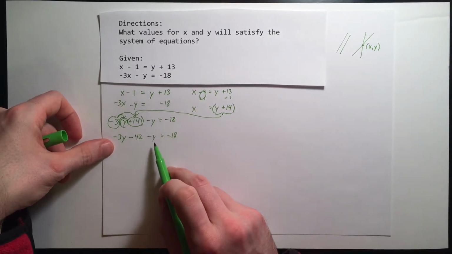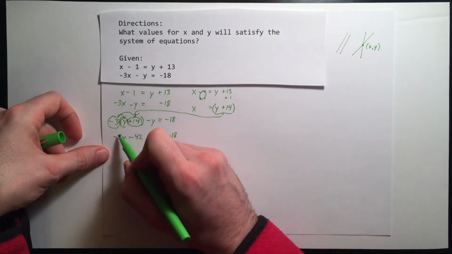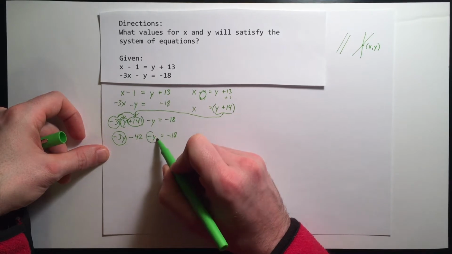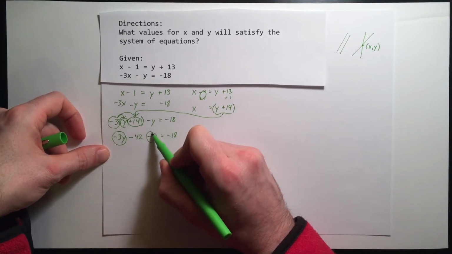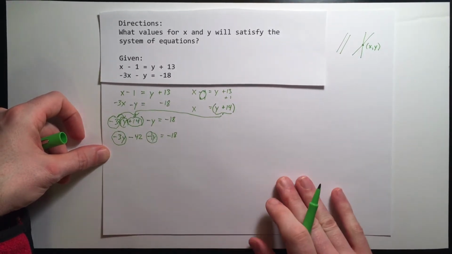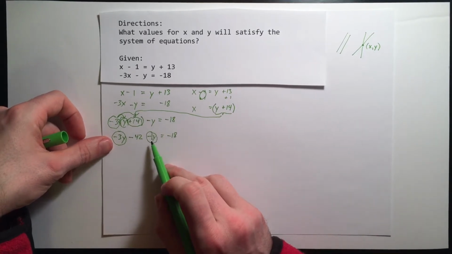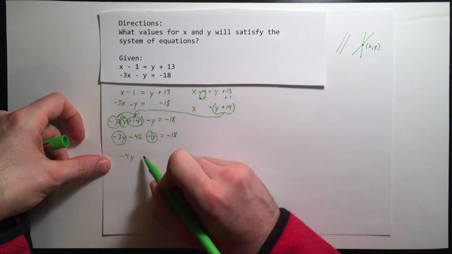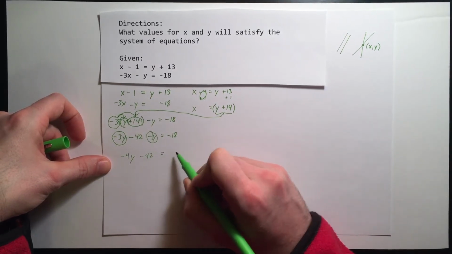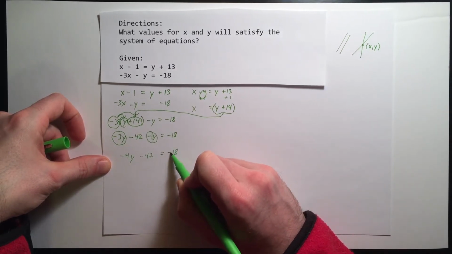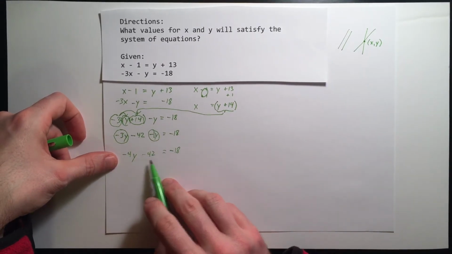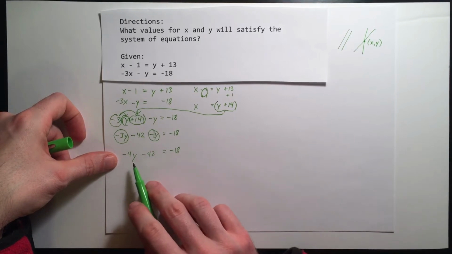Okay, now I still have y's in different places, so I'm going to combine those expressions. Remember the sign goes with the term to the right, so I've got a negative 3y and a negative 1y. If you don't see a number, it's a 1. I'm going to combine those. I have negative 4y minus 42 equals negative 18. Okay, now I just have one expression with a y, one expression with numbers. I can solve for y.